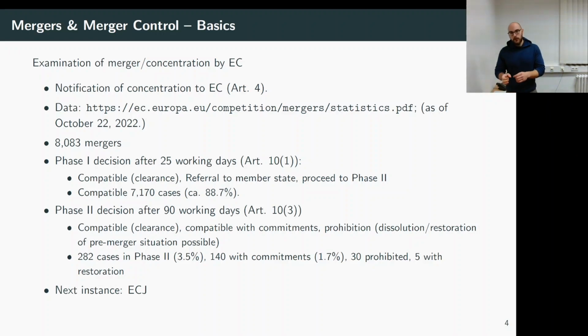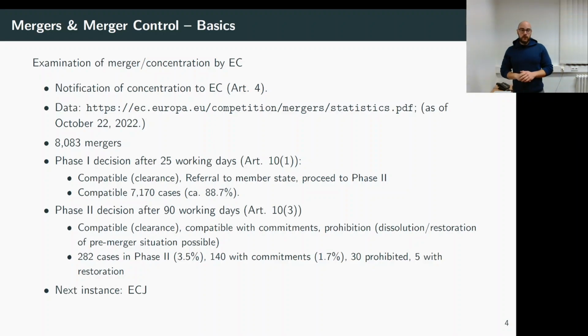And if we proceed to phase 2, then we potentially have problems with the merger. What we learn from here is that most mergers are basically cleared. So they are considered compatible with the common market, right? And that is corroborated if we look at phase 2. In phase 2, we have 90 workdays, so it's a more sophisticated investigation, and we see that 282 cases are decided in phase 2, which is 3.5%. Keep in mind that some cases were withdrawn from the investigation at that point by the firms themselves.